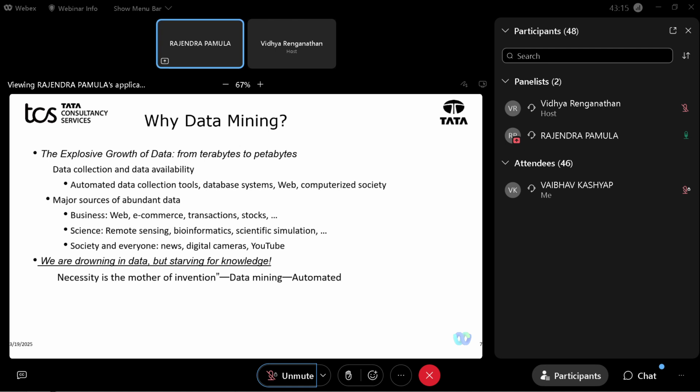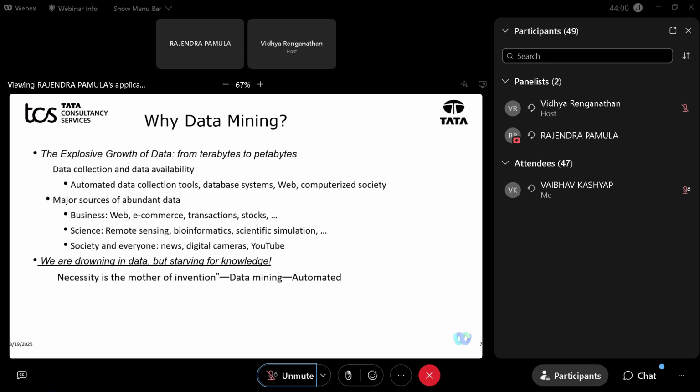We have major sources of abundant data like business, web, e-commerce, transactions and stocks. These are not limited. Web data is growing, e-commerce data is growing, transactions are growing, stocks are growing, and it is not only the business aspect, it is also the technological aspect: science, remote sensing data, bioinformatic data, scientific simulation.